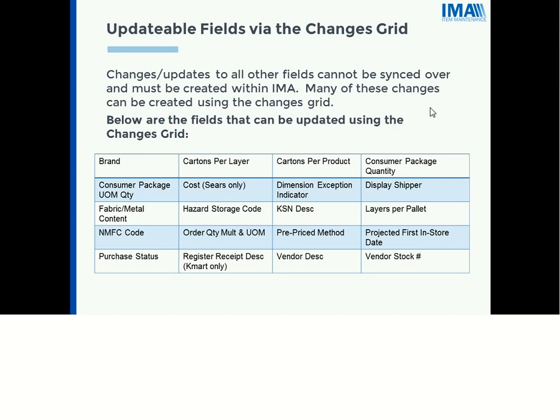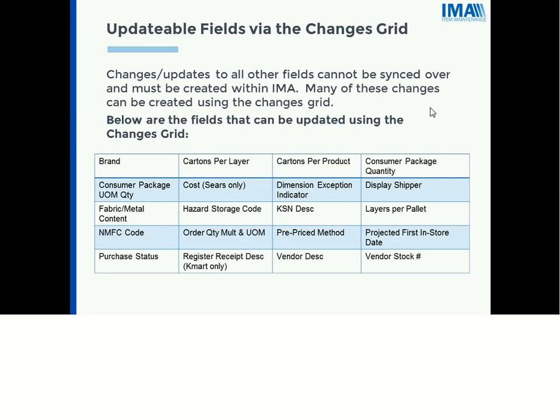Okay, so there are a lot of changes or updates to other fields that you may want to do that cannot be synced over and have to be created within IMA. Now some of these changes can be created using the Changes Grid. I know some of you that responded at the beginning of the presentation said you've only done manual changes. Well, if you see your change that you usually do manually on this list, you may want to consider switching over to doing it on the Changes Grid because you might find that it is much more efficient and just easier to do, especially if you're doing it for multiple items. So these are the fields that can be updated using the Changes Grid.